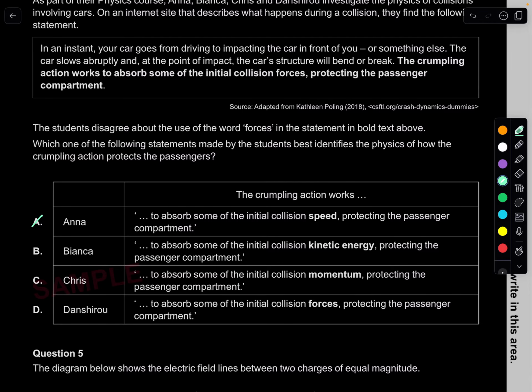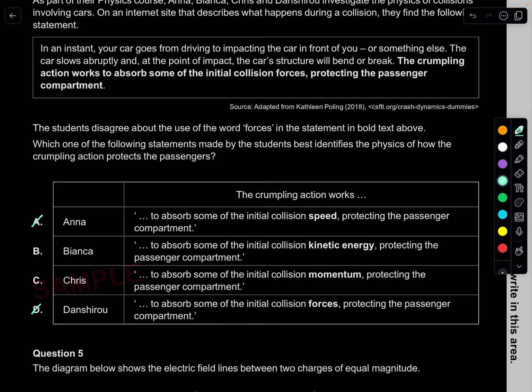Bianca: to absorb some of the initial collision kinetic energy, protecting the passenger compartment. Yeah, that sounds good. You can basically absorb kinetic energy, so that's good. Chris: to absorb some of the initial collision momentum, protecting the passenger. Also, that sounds good. Danishru says to absorb some of the initial collision forces. Okay, forces, you don't say absorb forces. I mean, you can say absorb forces, but not in terms of these cases here. So we've got B, C. Okay, let's see. Read Bianca.